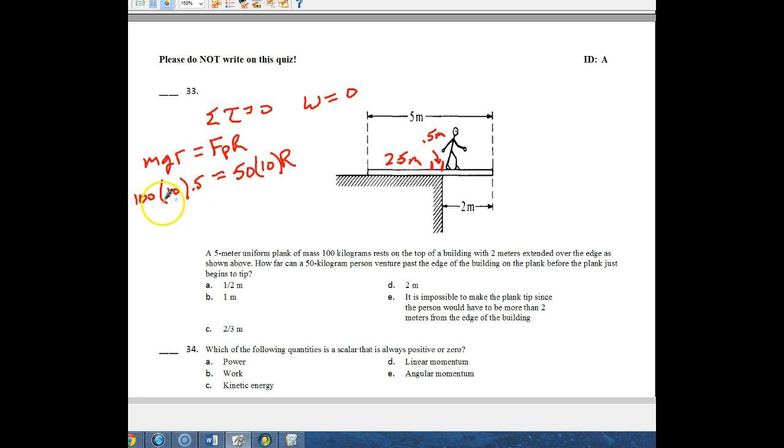If you go through and do this, this actually simplifies and you get 50 is equal to 50R, so our R here is equal to 1 meter, and so our answer is 1 meter.